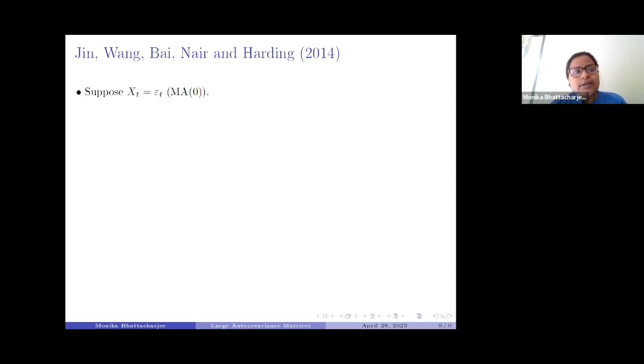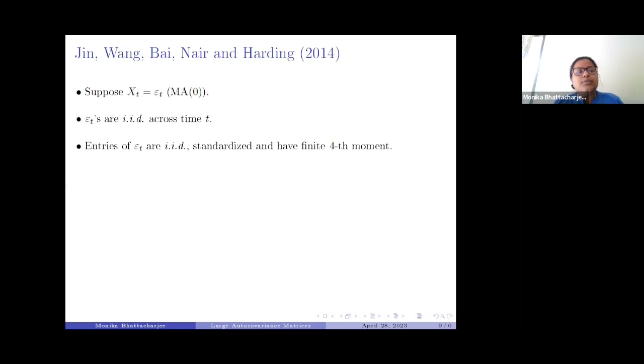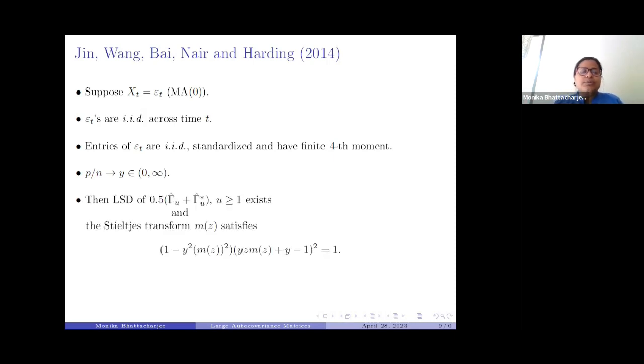So here is the result. The first result in this direction is by Jin, Wang, Bai, Nair and Harding, 2014. This is a paper in Annals of Applied Probability. I will give the detailed reference later. They consider a moving average process of order 0, with X_t being IID across t, and the entries of epsilon_t all IID with mean 0, variance 1, and finite fourth order moment. They consider the dimension growing at the same rate as the sample size, and under all these assumptions they prove this result, that is, the LSD of the symmetric sum. So when we showed the figure, we showed it for the symmetric product, but they prove it for the symmetric sum.